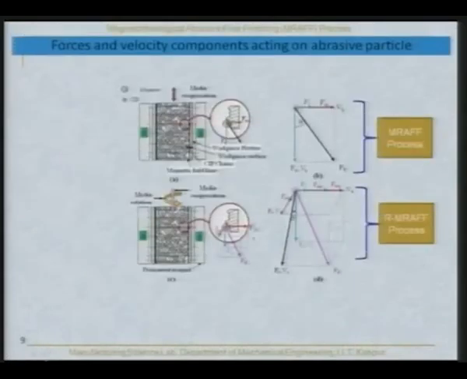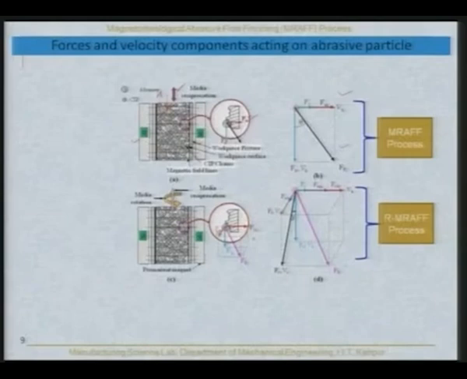You can clearly see here the force diagram. This is for the MRAF process, and the simple movement of the fluid is up and down, as indicated by the arrow over here. This is the north pole and this is the south pole, and here the normal force Fm is responsible for the penetration, and the axial force, which is the resultant force, is responsible for removal of the material in the form of microchips. It gives you the velocity diagram as well as the force diagram.